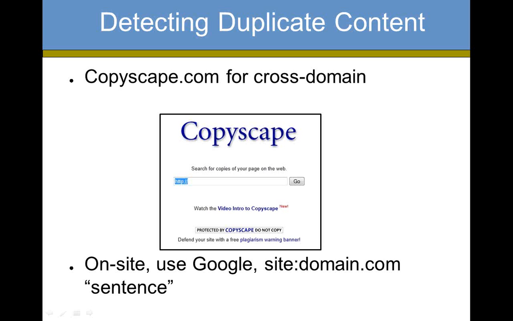Your other option for on-site duplicate content, the fastest way to find this is with a Google search using what we call a site domain query. You go to Google, and in the search box you type in site: and then your website.com, a space, and then you take a sentence from one of your pages up to 32 words in length, drop it in quotes, and hit search. And Google will then crawl your site and tell you if it's found that exact content phrase elsewhere on the page.